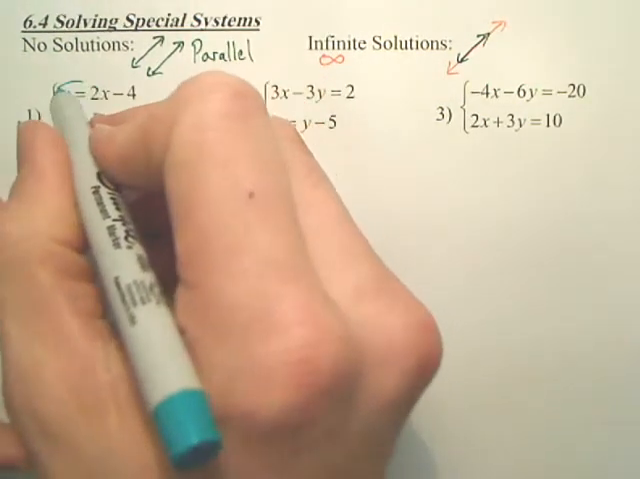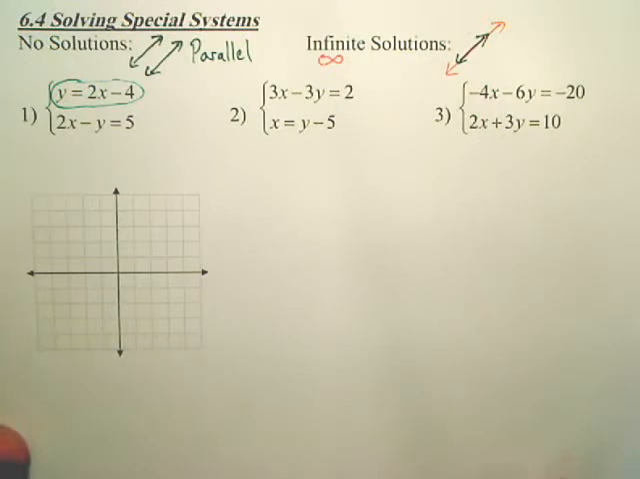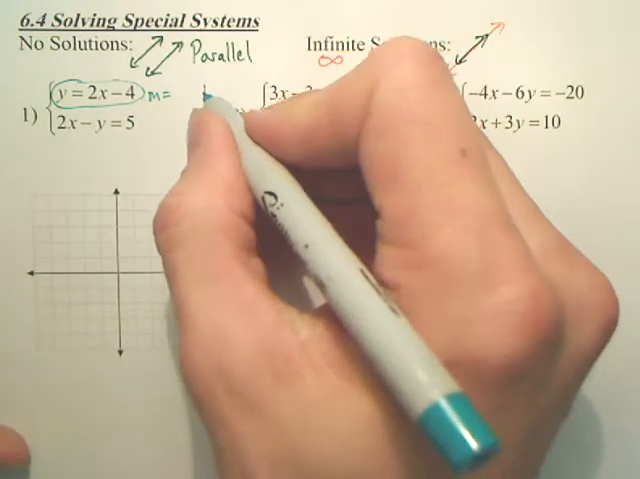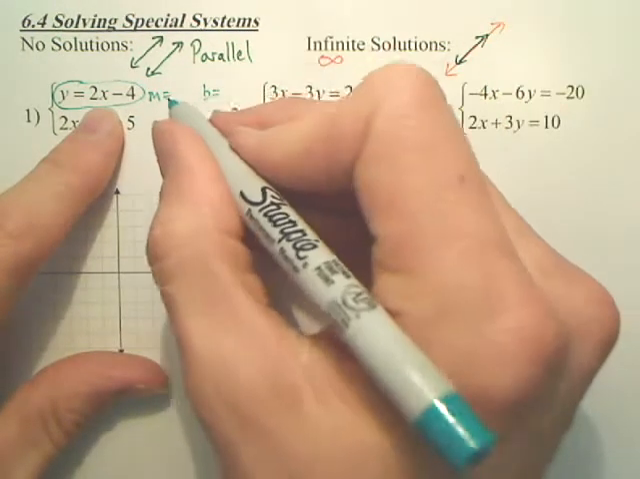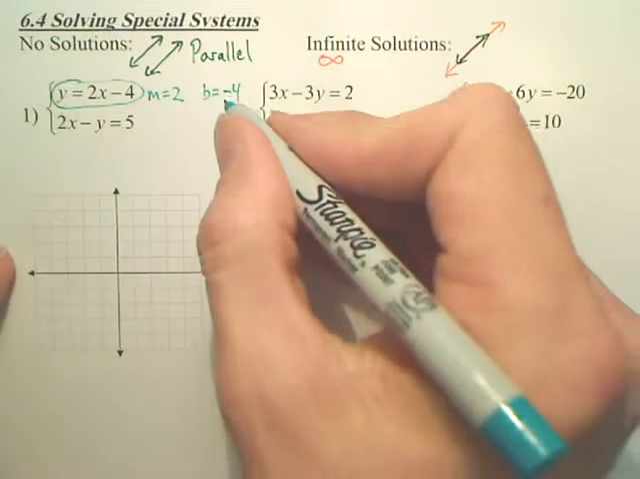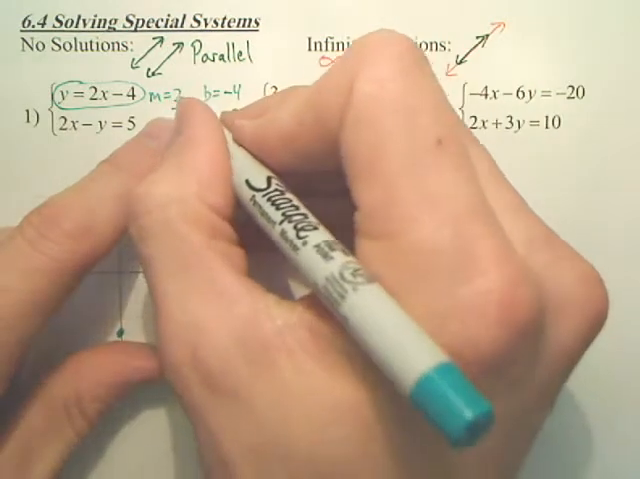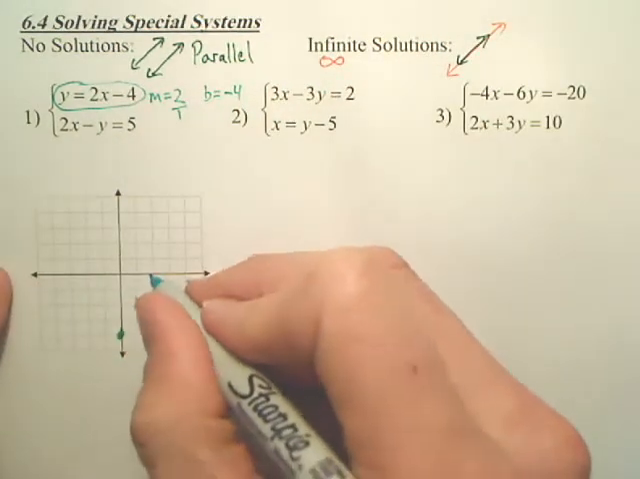Could I graph this? We're going to solve by graphing. Where do I start? What's M? What's B? My M is 2. My B is negative 4, so I'm going to begin at negative 4. And where am I going to move? Well, isn't that 2 over 1? So I go up 2 over 1, up 2 over 1.